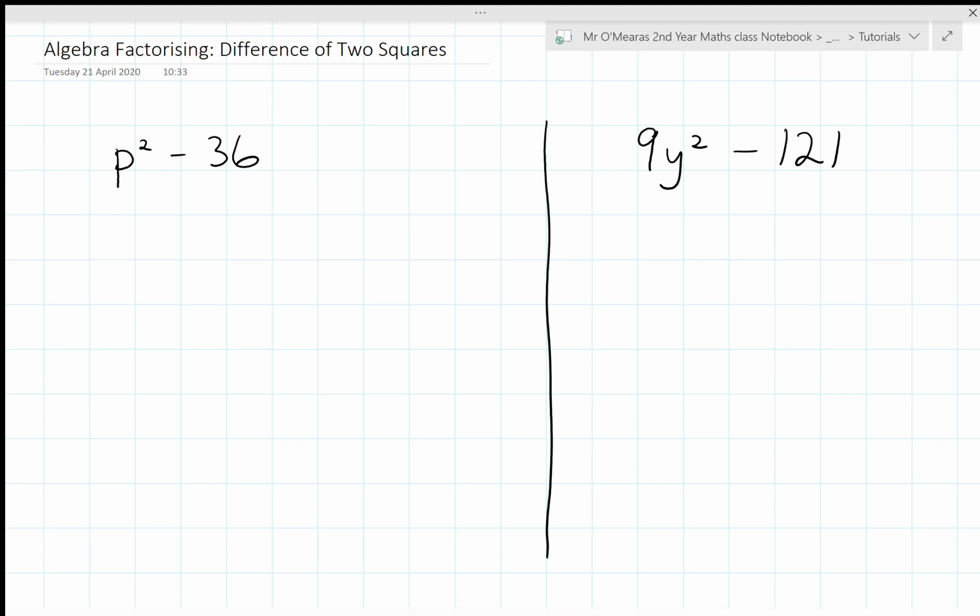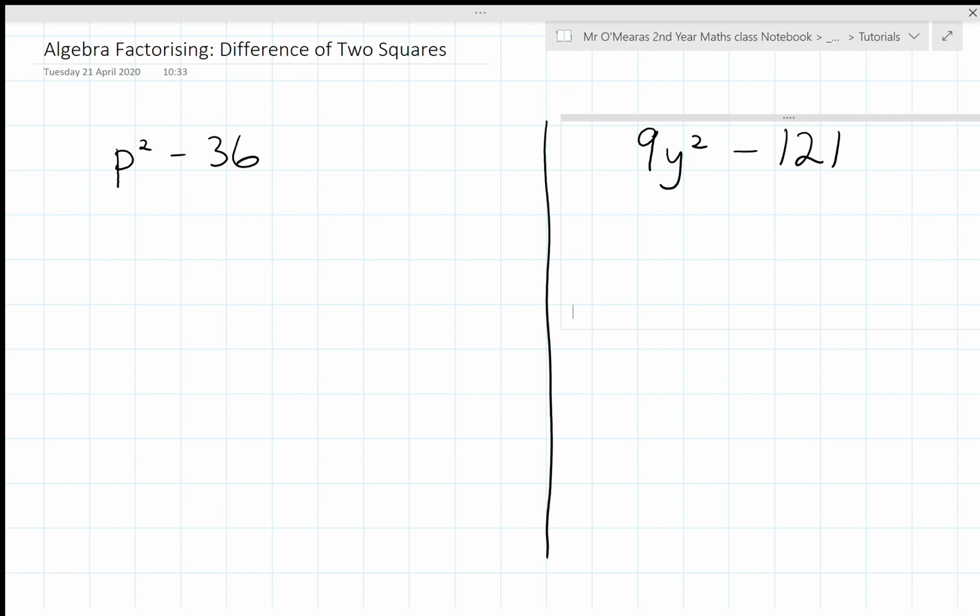Okay, we're here to look at a special case when you're factorising in algebra called the difference of two squares. You should be able to recognise it when you have just two terms and both of those terms are square numbers and they're being subtracted. So that's where the difference comes from, and that's why it's called the difference of two squares.